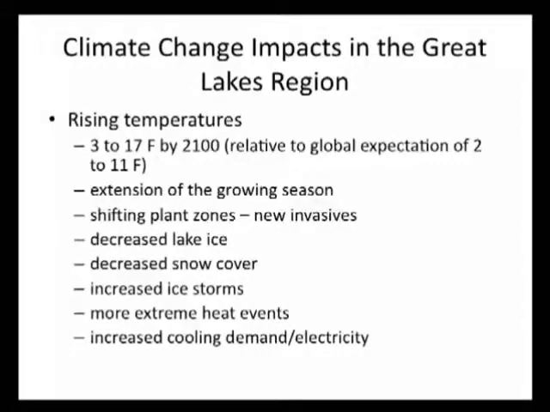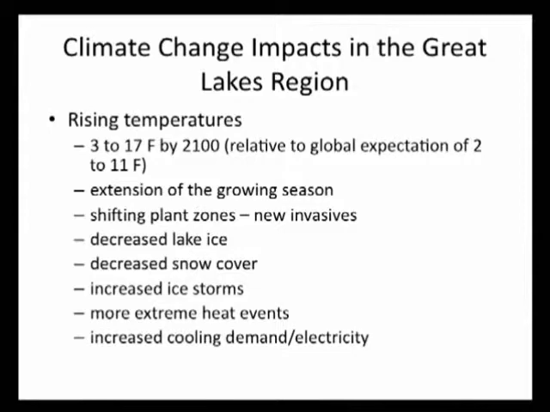Well, we know that we're going to have some rising temperatures in this area. And if you look at the literature, right now it says it's going to increase in temperatures on average 3 to 17 degrees Fahrenheit. That's a little bit higher. If we look at the global averages, they're 2 to 11 degrees Fahrenheit. Okay, well, what does that mean for us? So one of the things it means the extension of the growing season. Many of you have probably noticed in the last 30 years, spring comes 10 to 14 days earlier here. Now, as a Canadian, I'm a little bit excited about that. But you know what? There's some downsides.